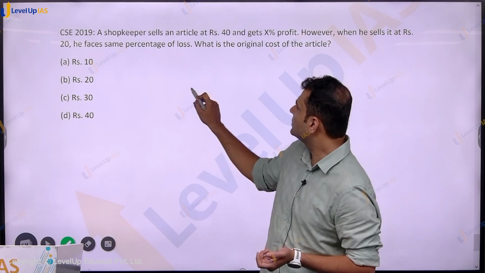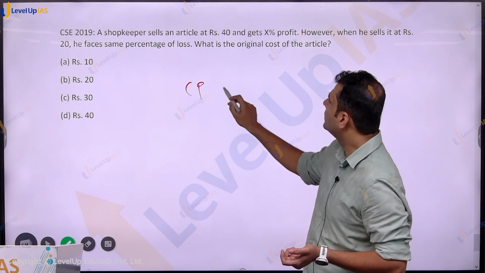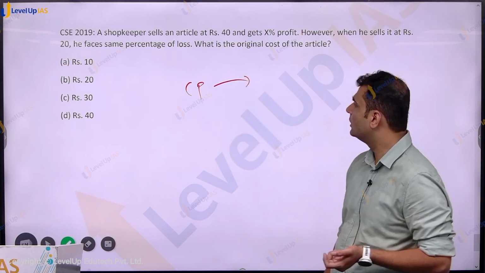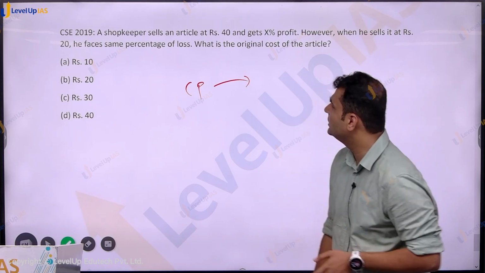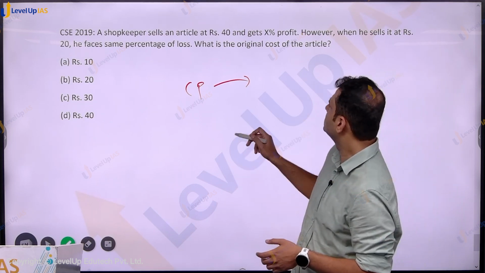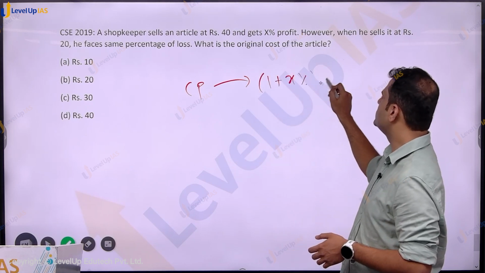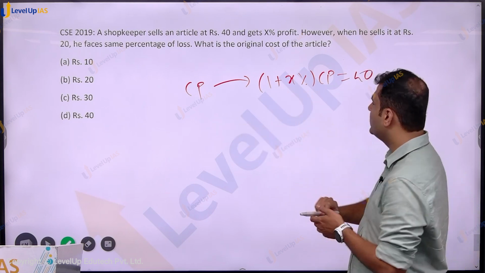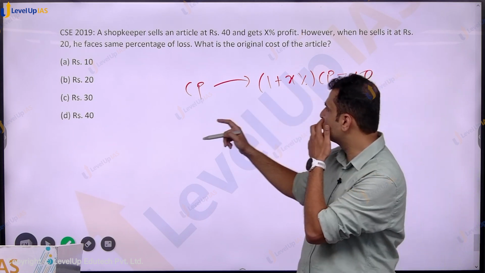Let us assume some CP. Then he gets X% profit at 40. That profit has not been given. So let us say (1 plus X%) of CP is equal to 40. So from here you can find the value of X, right? No, we cannot find the value of X because CP is also unknown.